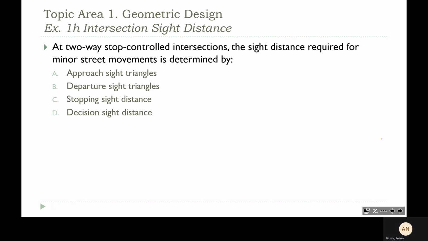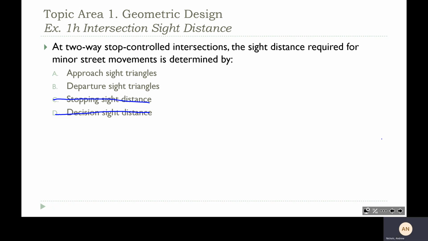Which one? I didn't hear what you said. Yeah, so it's not a decision sight distance. Is it a stopping sight distance? So stopping sight distance is for the driver that's already moving. How long is it going to take them to stop? Is that what we're designing for here or not?